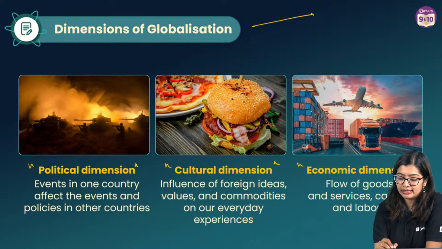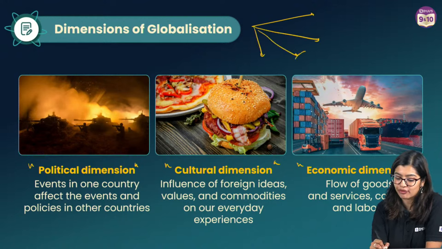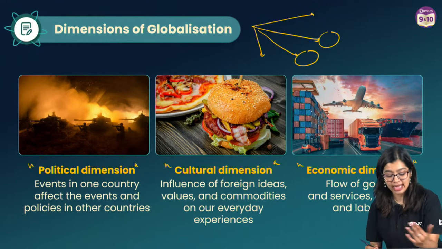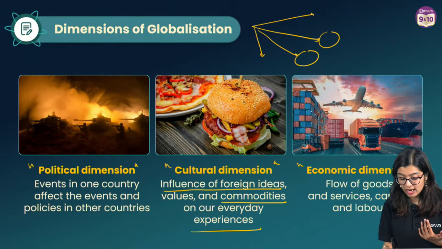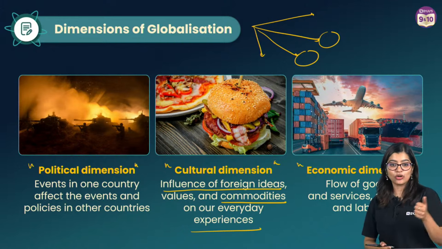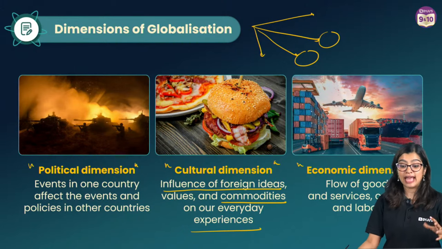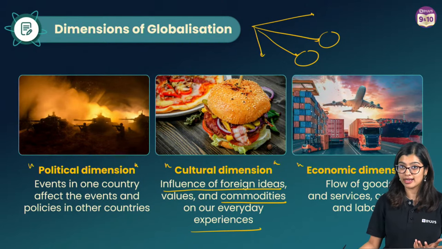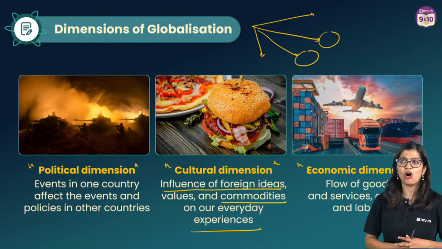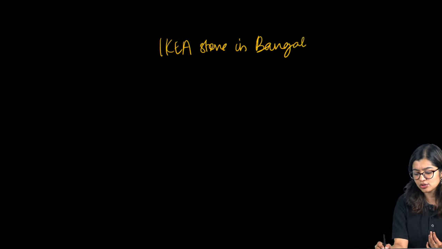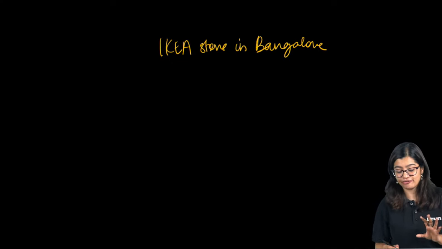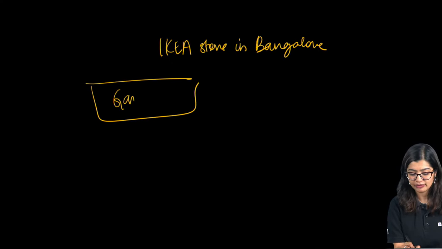So when there is more interconnectedness amongst different countries, don't you think that there is an influence of foreign ideas, foreign commodities in our day-to-day life? Yes. Don't we have a look at it? Don't you think that there is going to be an influence of foreign ideas? Now you go back to the example of, let's say, finding an IKEA store in Bangalore, right? IKEA store in Bangalore, or as a matter of fact, let's assume Ganesh food stall.